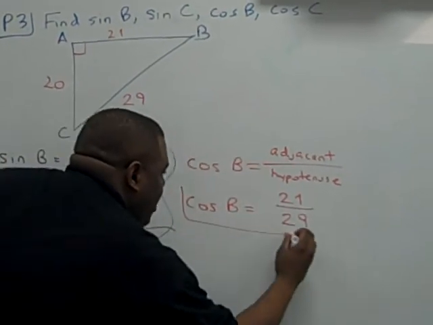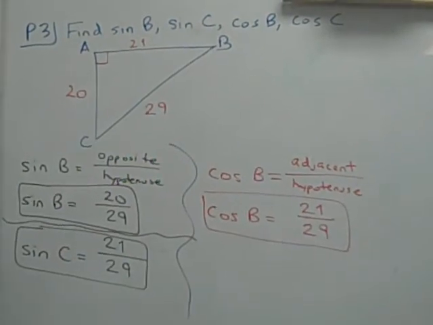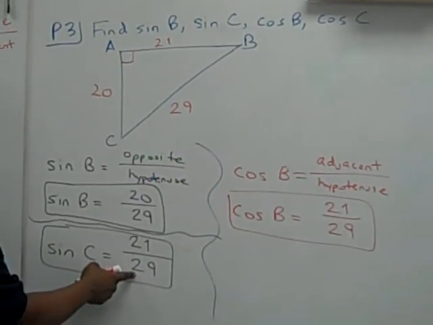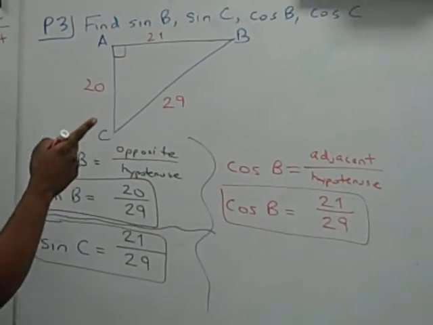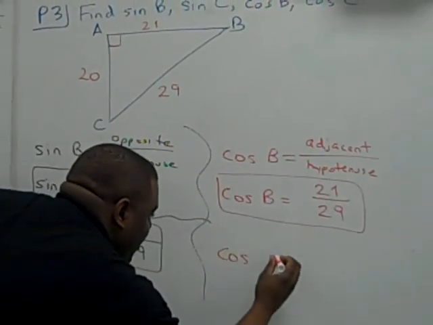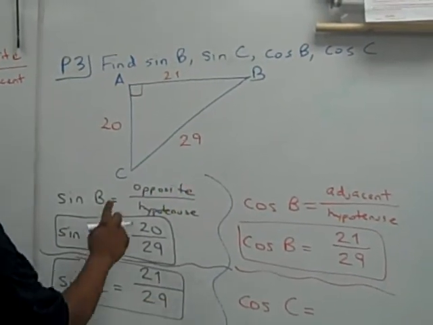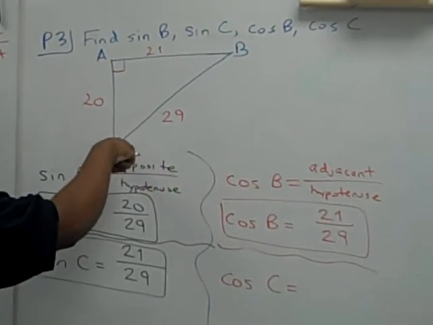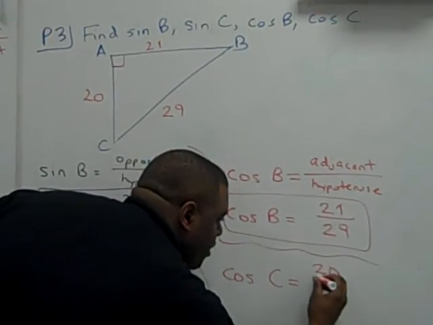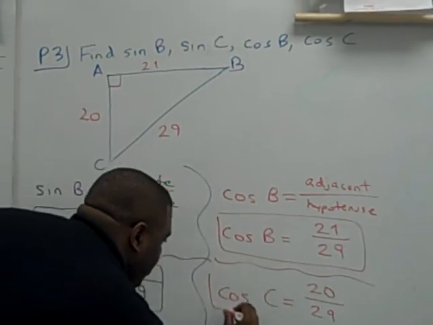All right? So what's going to be the ratio for the cosine of angle C? You guessed it. If these two were the same, then the sine of angle B and the cosine of angle C have to be the same. So just to check, we're going to make sure that you are right about that. The cosine of angle C, we have the adjacent, which is 20, over the hypotenuse, which is 29. And again, those can't be reduced.